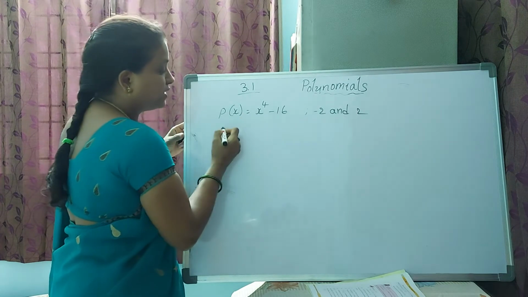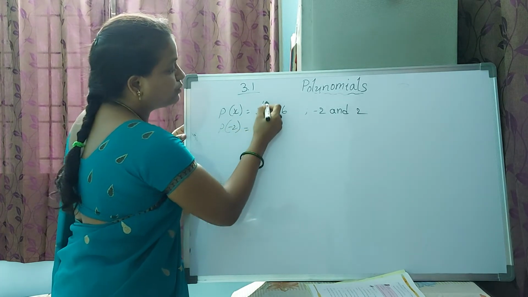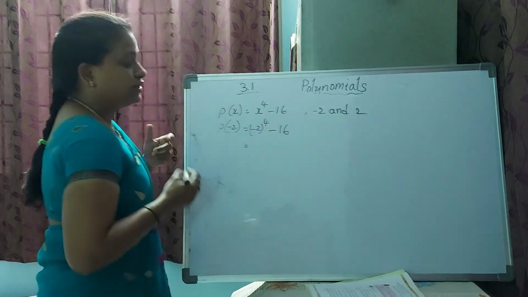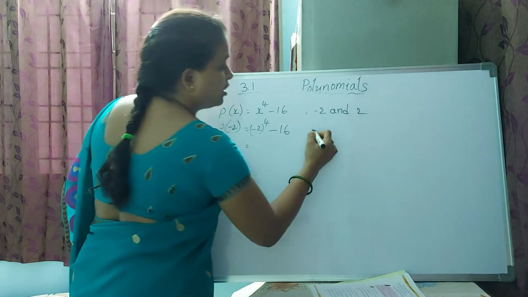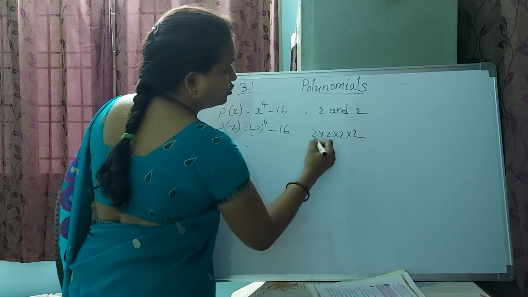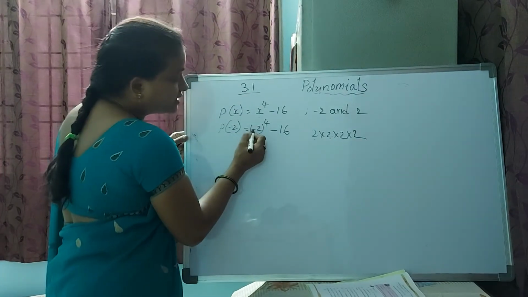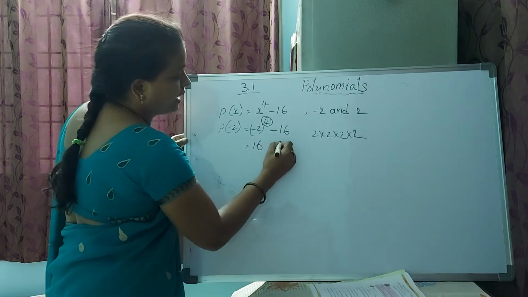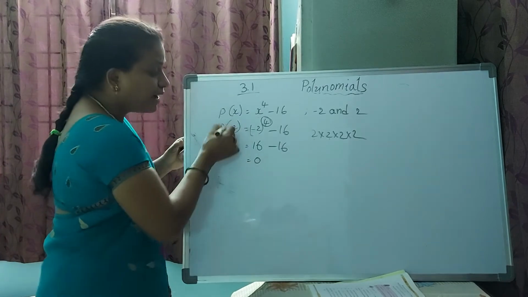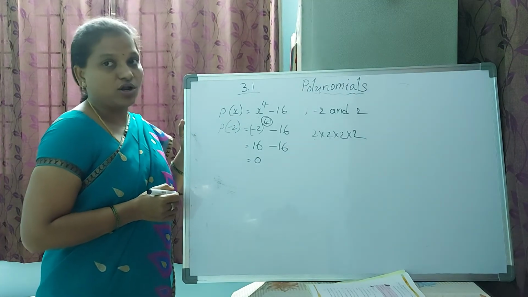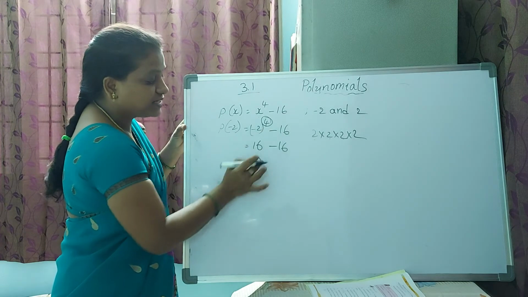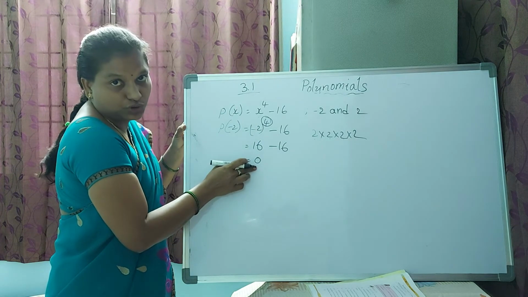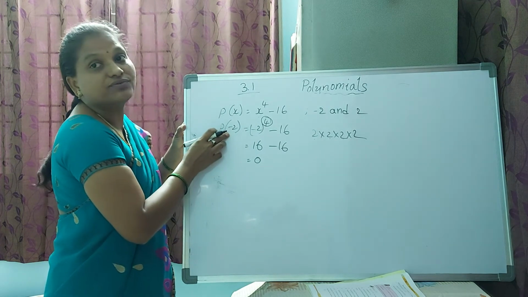Instead of x, you replace with minus 2. So x power 4: minus 2 whole power 4 minus 16. If you multiply minus 2 into 2 into 2, 4 times, 2 into 2 into 2 into 2: 2 twos are 4, 4 twos are 8, 8 twos are 16. Minus here, but here the power is an even number, so plus 16 will come. 16 minus 16 is equal to 0. So minus 2 is a zero of the polynomial. If you place this minus 2 instead of x and get the equation equal to 0, that is known as a zero of the polynomial.